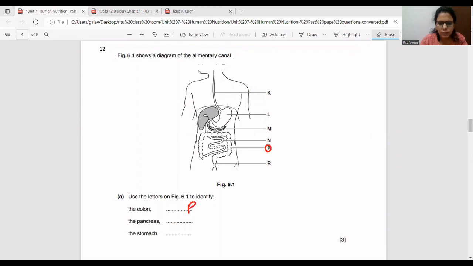Next is the pancreas. Pancreas is represented by M. So the correct answer is M. And then stomach. Stomach is represented by L. So the correct answer is L.